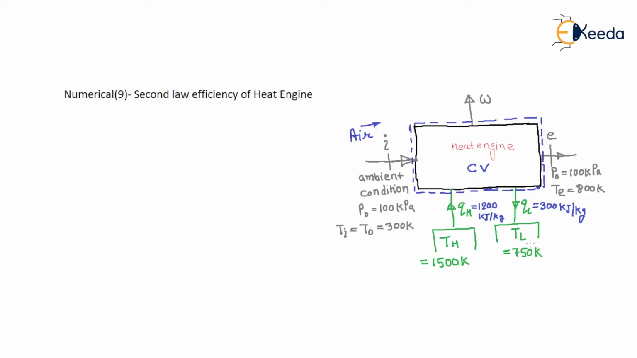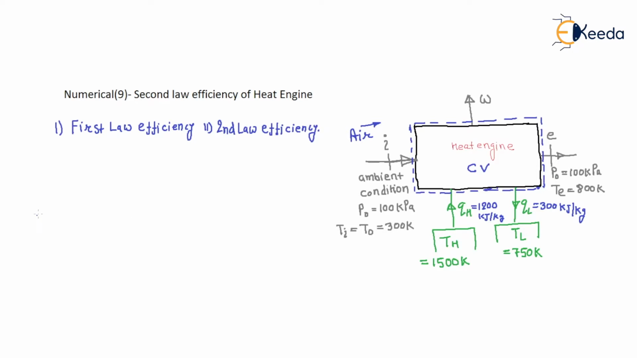The air leaves the engine at this exit condition, at the same pressure, that means 100 kilopascal, but the temperature will increase to 800 Kelvin. Find the first and second law efficiency. So what you have to determine is, number one, first law efficiency, and number two, second law efficiency.